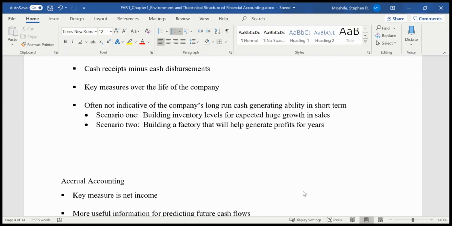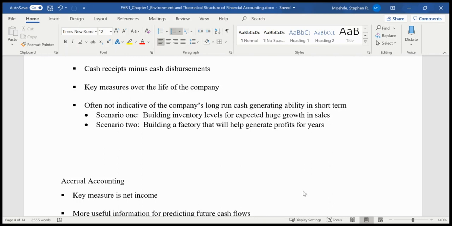Here's another scenario. We're building a factory, and this factory will help us generate profit for years. But in the current year, we're paying a lot of money to build the factory. Hence, the company won't look profitable this year. But when that factory is up and running, the company will be making a lot of money.